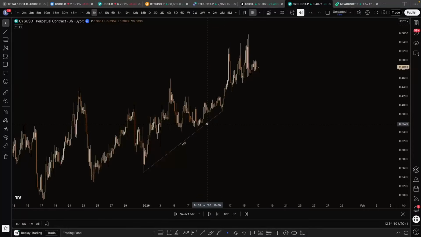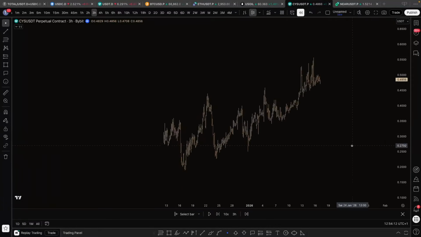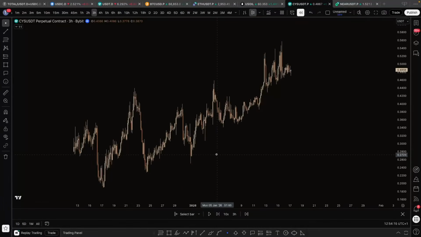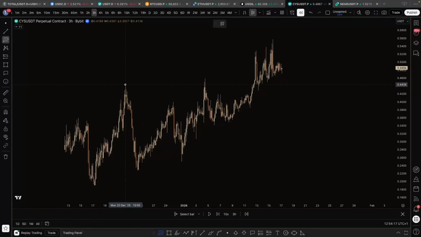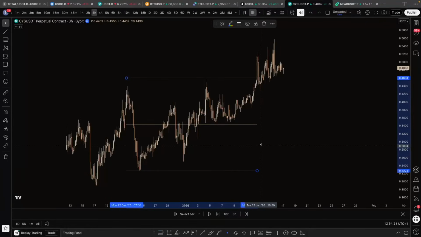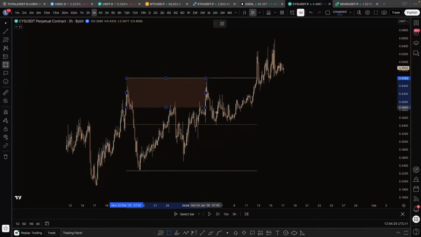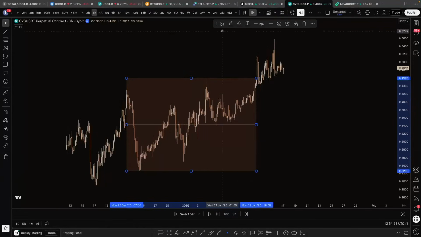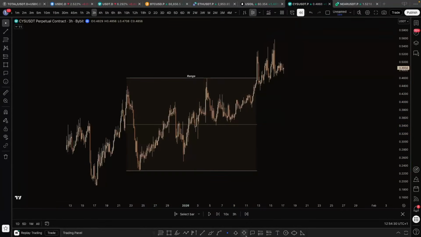So let's build context. What do we have here? Here we have a very nice range. We have a clear uptrend, very nice range, which is leaving a lot of liquidity behind. And how can you see it's leaving a lot of liquidity behind? It's because of all those higher lows. So you see here, all those higher lows.